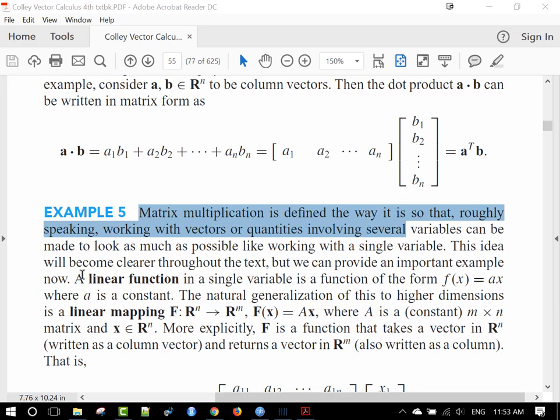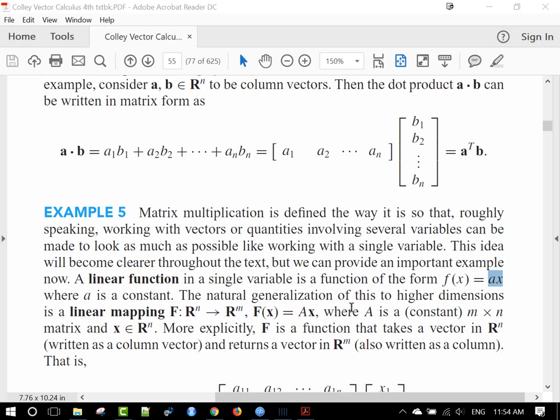So a linear function in a single variable is a function of the form f of x equals ax. Now sometimes we'll say f of x equals ax plus b is linear, but that's not what they're calling linear here. Like, when you write the equation of a line, y equals ax plus b, sometimes we'll call that linear, but that might be better called a linear equation. So anyway, a linear function here means something like this without the b.